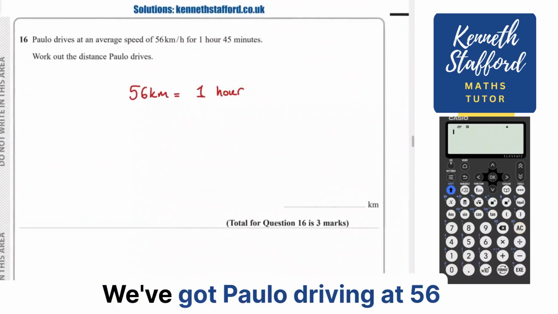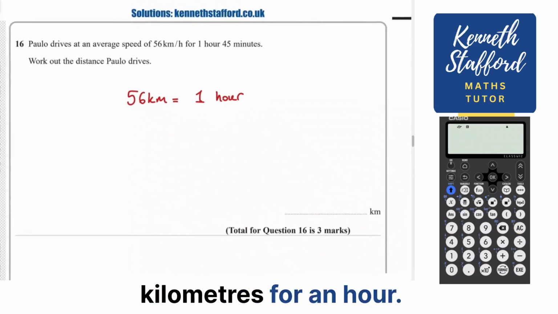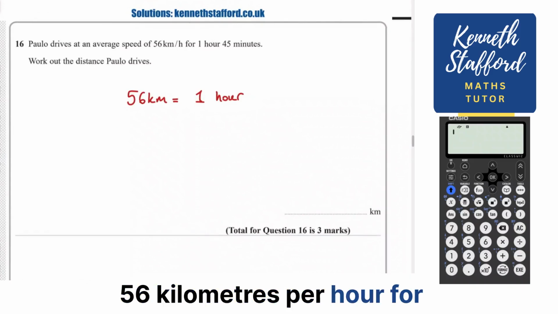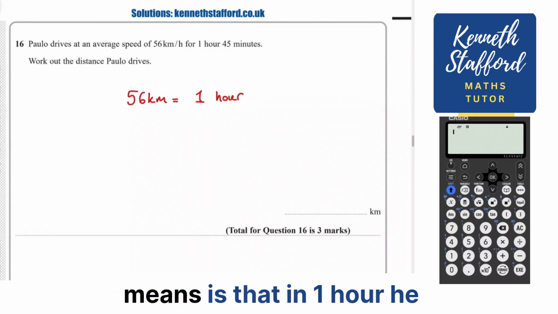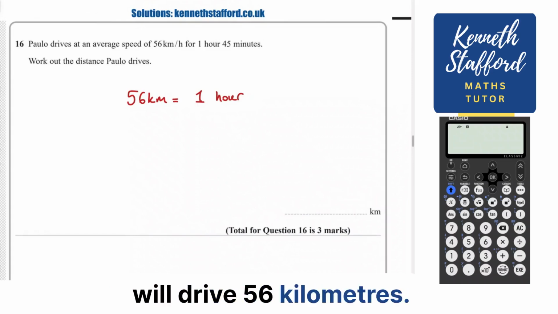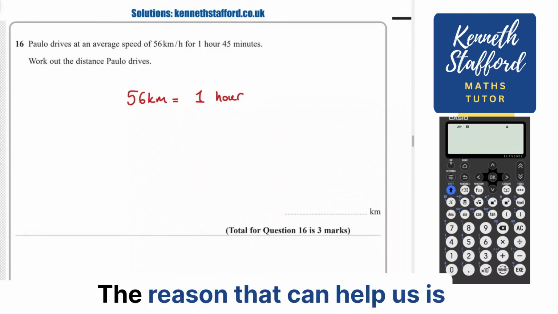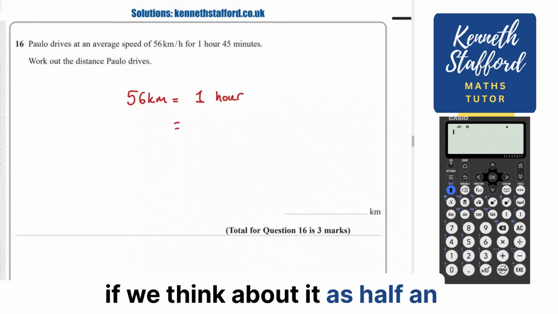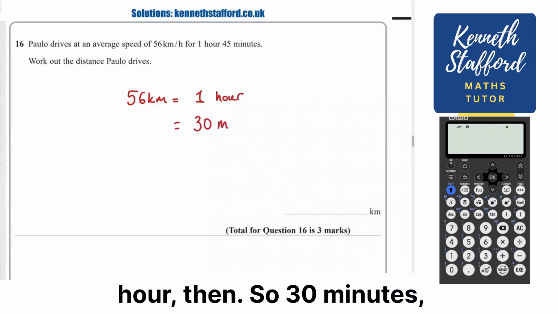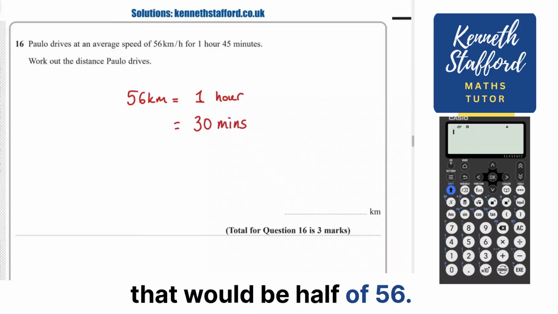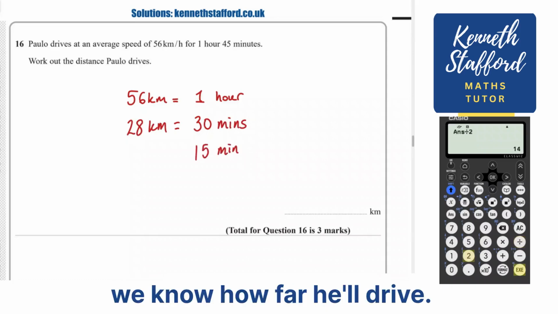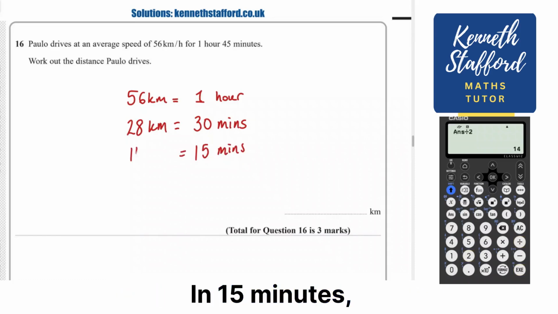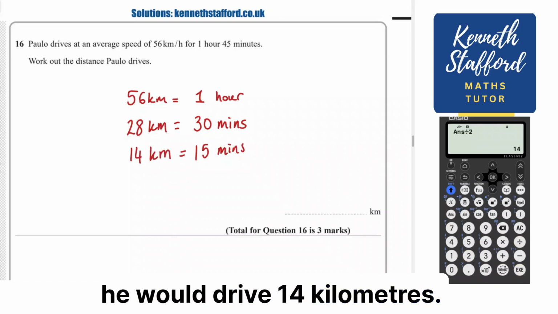Question 16. We've got Paolo driving at 56 kilometers per hour for 1 hour 45 minutes. Now, what 56 kilometers per hour means is that in 1 hour, he will drive 56 kilometers. And the reason that can help us is if we think about it as half an hour then, so 30 minutes, that would be half of 56, so half the distance, so 28 kilometers. If we halve it again, we know how far he'll drive in 15 minutes. He would drive 14 kilometers.